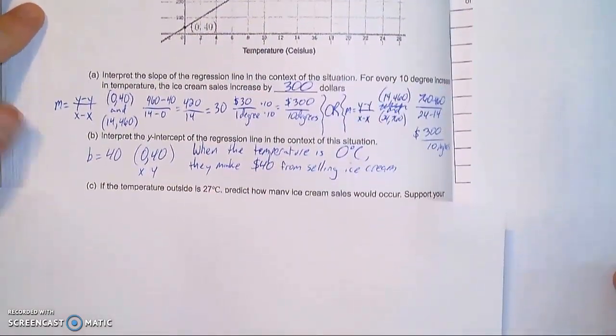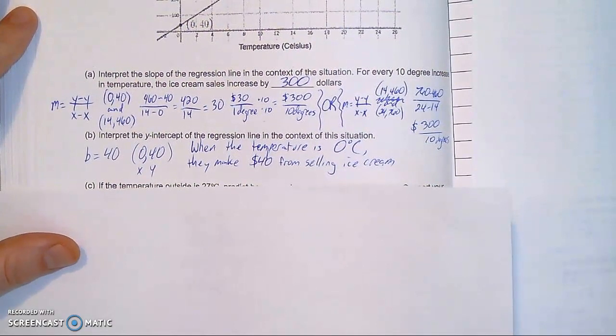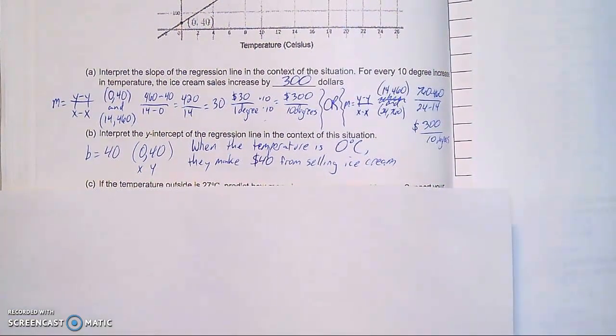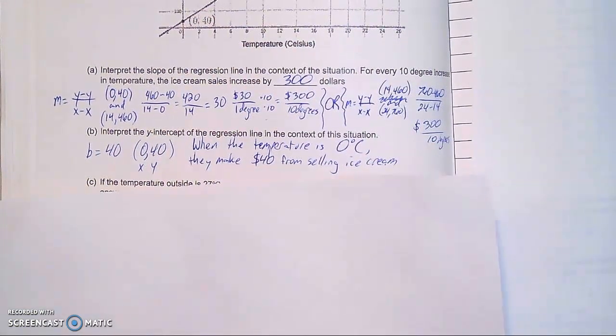In part B, now we've got a y-intercept value of 40. That's x is 0, the temperature is 0, and y is 40. They make $40 from selling ice cream.